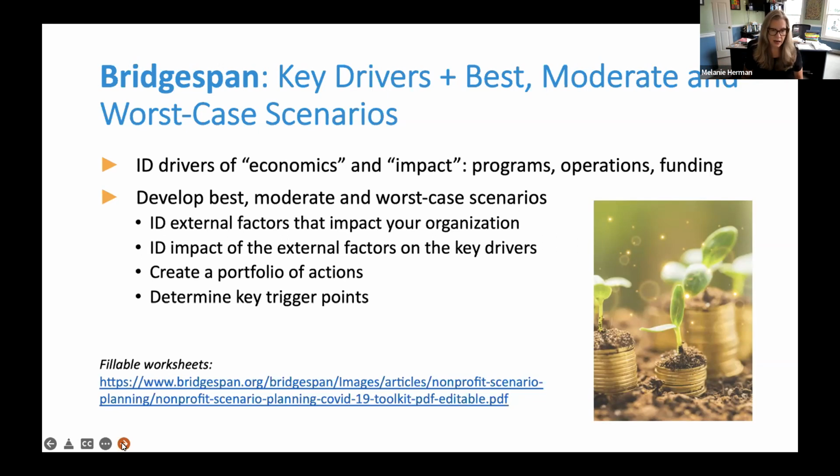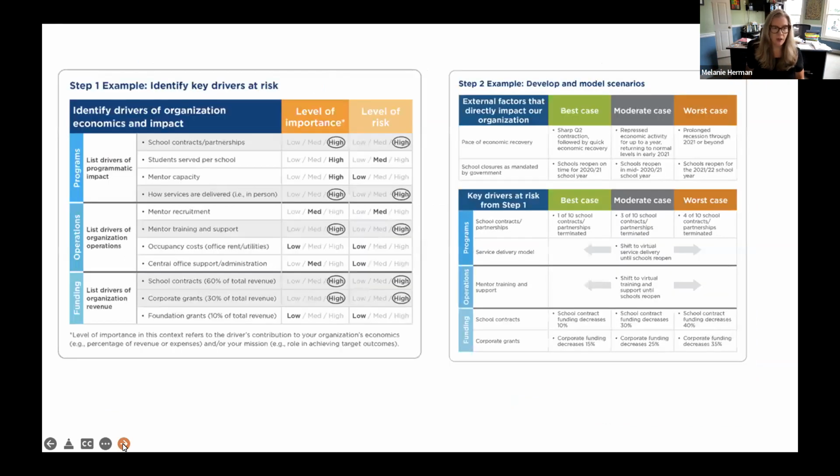So at the bottom of the slide, I've included the fillable worksheets for the bridge span approach. It's all available free of charge. And you'll see the worksheets as well at the very top of my document titled Scenario Planning Resources, that Word document that Mary Beth is going to share with you. All right, here we go.